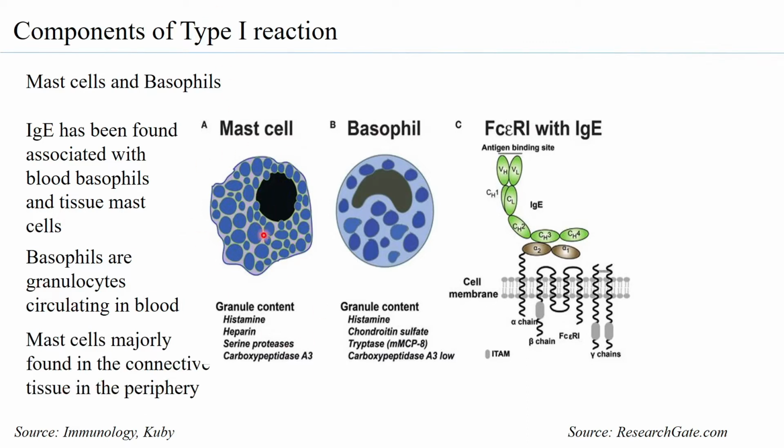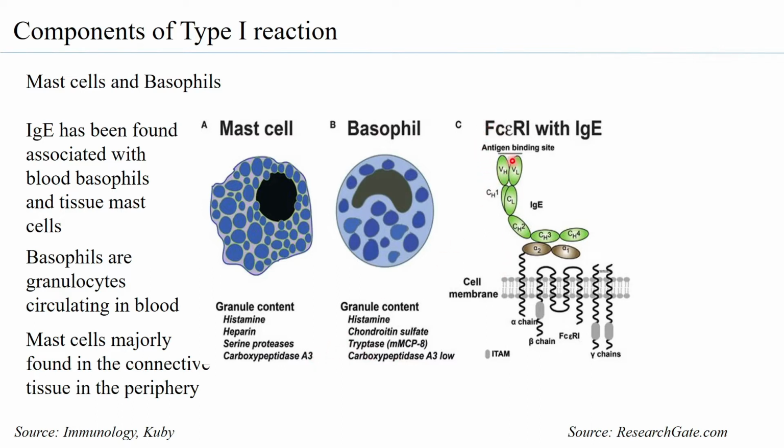Now, the granule content in the mast cells have histamine, heparin, serine proteases, and carboxypeptidases, while the ones in the basophil also contain histamine, they also contain tryptase, carboxypeptidase, and they also have chondroitin sulfate. So you can see that the constituents are more or less the same. Histamine, we already know, is associated with vasodilation and constriction of the smooth muscles. So you know that this is already a primary mediator of inflammatory response. You have proteolytic enzymes which can also lead to tissue damage to a great extent.